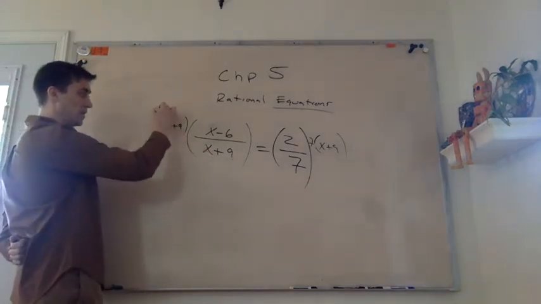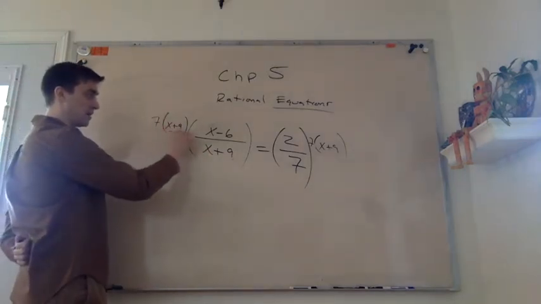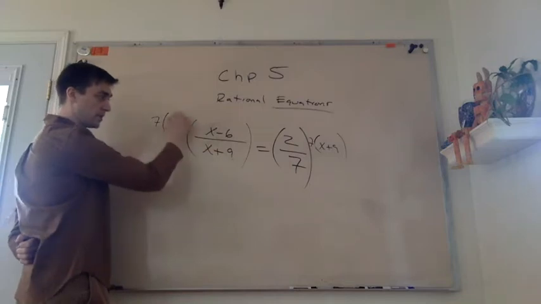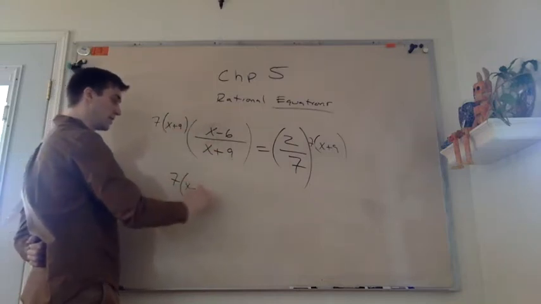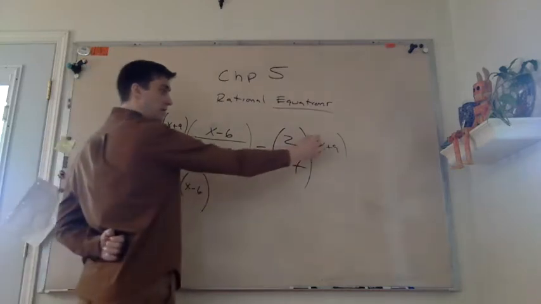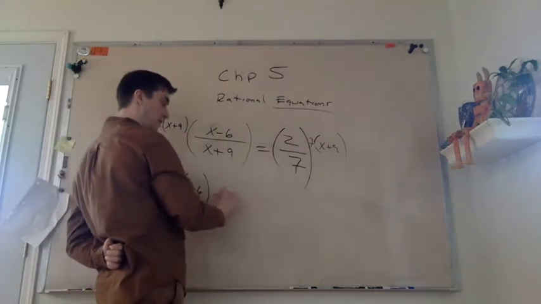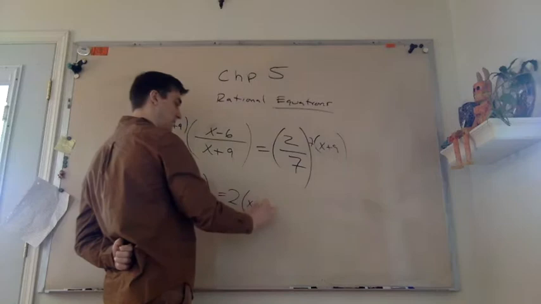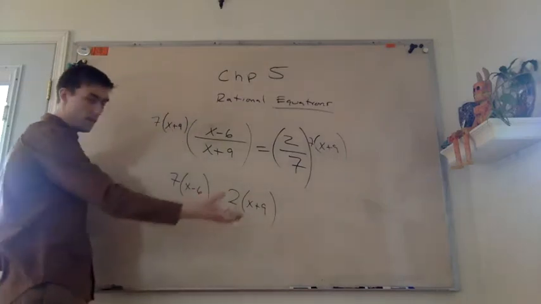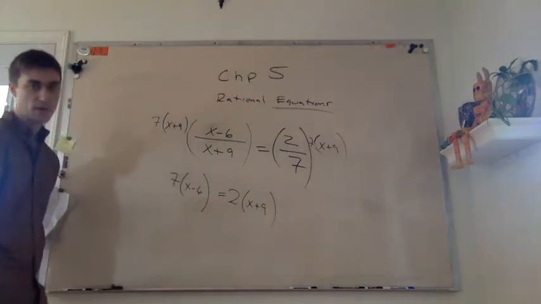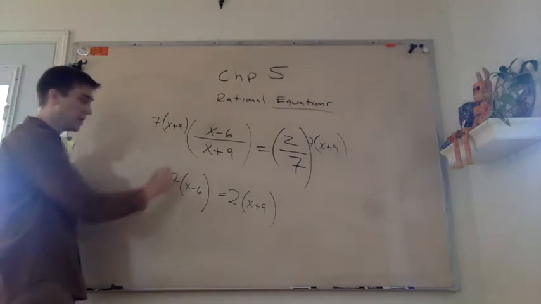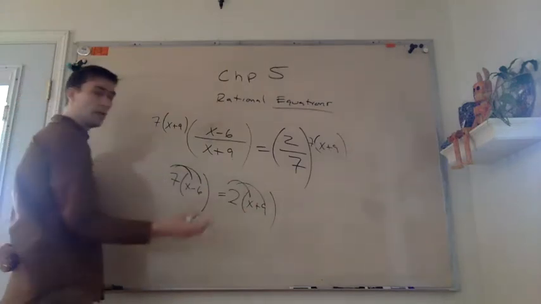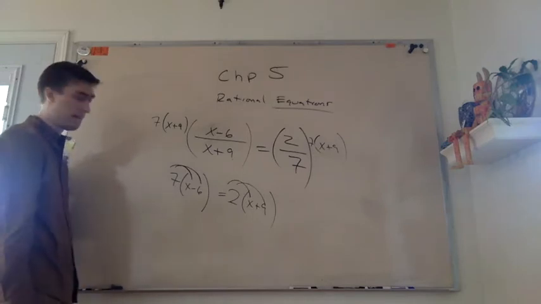So this would give you 7 times x plus 9 times x minus 6 divided by x plus 9. The x plus 9s go away, and you're just left with 7 and x minus 6. Here the 7s go away, and you're just left with 2 times x plus 9. Bam. That's why this strategy is so nice. This is just a regular old linear equation. Distribute the 7, distribute the 2, collect like terms, blah, blah, blah.